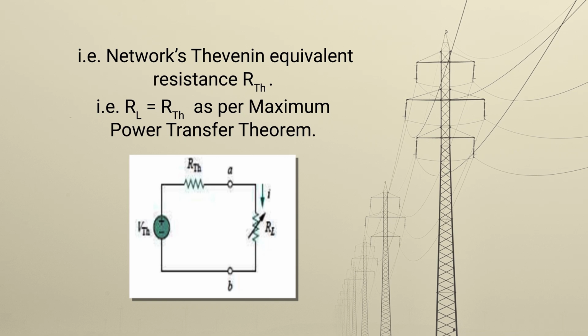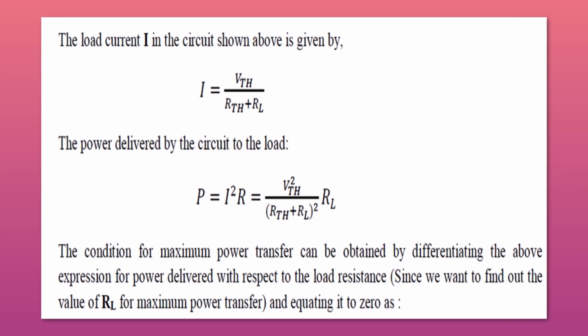So in this circuit, how can you calculate the load current I? This current I is equal to what? The voltage VTH divided by these two resistances, RTH plus RL. So I is equal to VTH upon RTH plus RL. The power delivered by the circuit to the load can be calculated as P is equal to I square R. And what is the value of I? I is equal to VTH upon RTH plus RL. So P is equal to VTH square upon (RTH plus RL) whole square, multiplied by R. R is the load resistance, because this power is being transferred to the load resistance.